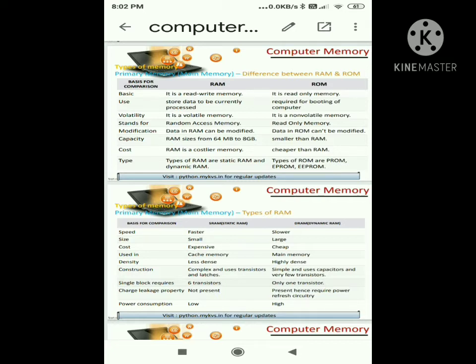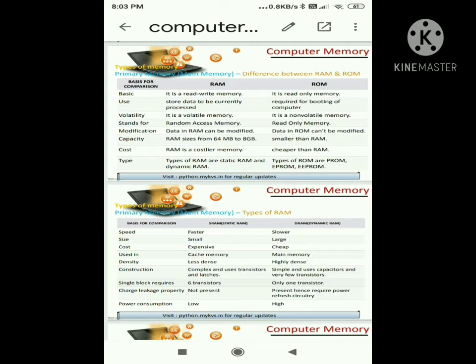Now we have moved to some types of RAM. So the types of RAM are SRAM, that is static random access memory, then DRAM, that is dynamic random access memory. So let us just do some comparison between these. First one is speed.